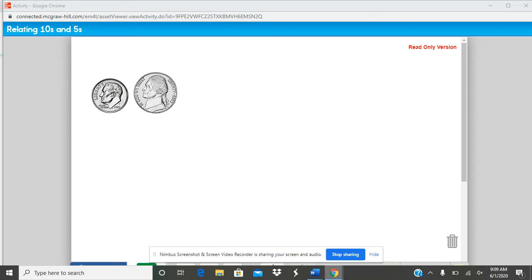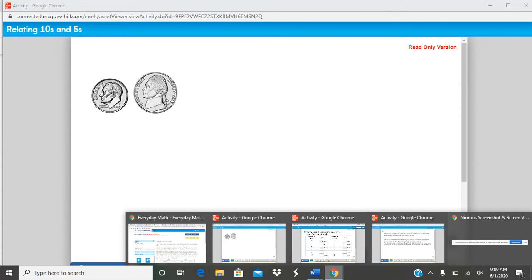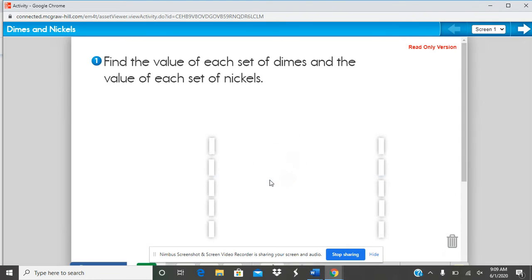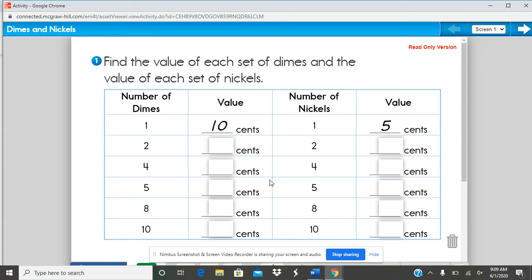So we're going to use what we know about counting tens and fives, dimes and nickels, and we're going to use it to help us fill out this little chart that I have here. I want you to think about having a certain amount of dimes or a certain amount of nickels and how much that would equal. Okay, so right now we're just focusing on money.